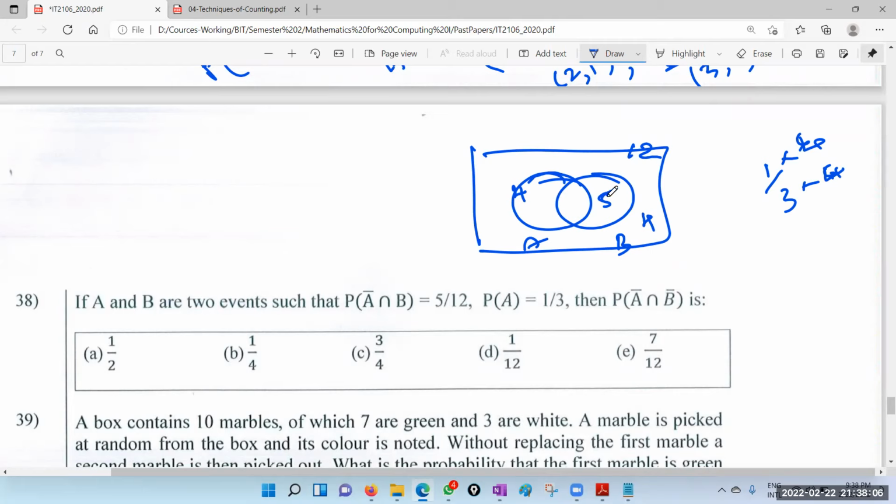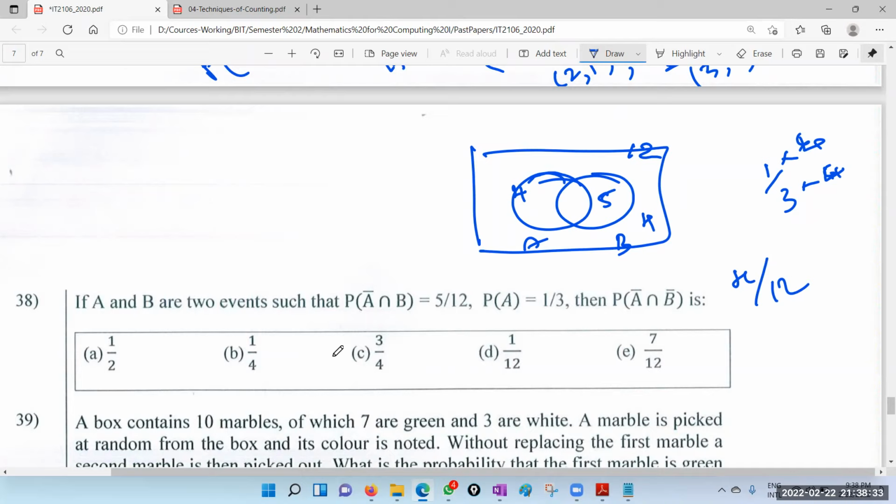So this is 4, this is 5, 5 plus 4 is 9. So then altogether 12. So that other 4 must be here. What we need is the probability of not A and not B. Yes, not A and not B is this. So therefore the probability of not A and not B is 4 out of 12. Or if you simplify, 1 out of 3.